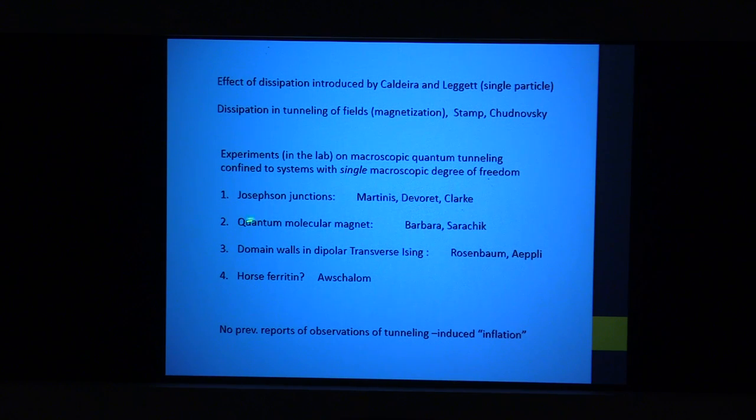The experiments are mostly on Josephson junctions, led by Martinis, Devoret, and Clarke. Quantum molecular magnets, Barbara and Myriam Sarachik. Domain walls and transverse Ising systems, Tom Rosenbaum and Gabe Aeppli. And even in biological materials, although this is somewhat controversial, Ouriel Shalom claims to see quantum tunneling. But all these experiments have to do with a single entity and one degree of freedom, so there's no information on inflation or expansion.